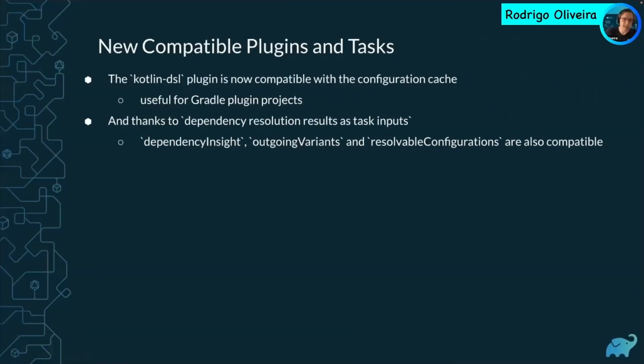We also had a few new improvements to plugins and tasks. The Kotlin DSL plugin is configuration cache compatible. And since we also implemented dependency resolution results as task inputs, some of the tasks that use dependency resolution results to generate reports, like Dependency Insight, Outgoing variants, and Resolvable configurations, were improved.